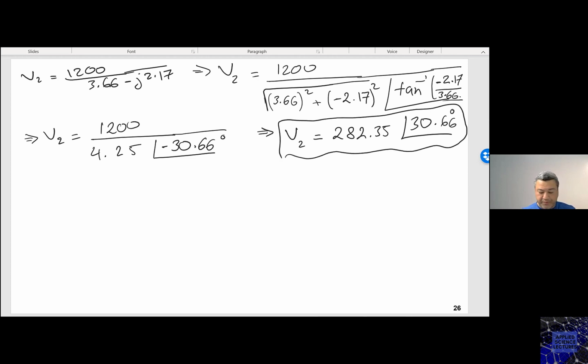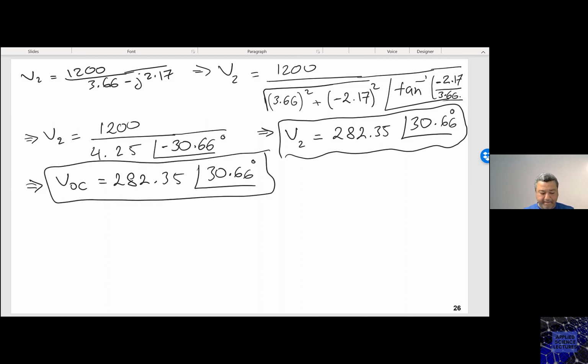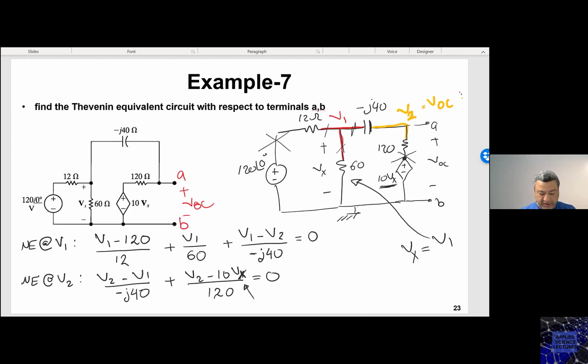So this is V2, which is the V open circuit, right? So V open circuit is 282.35 at minus 30.66 degrees. Now the next one is the I short circuit.